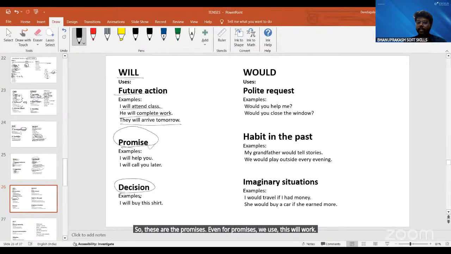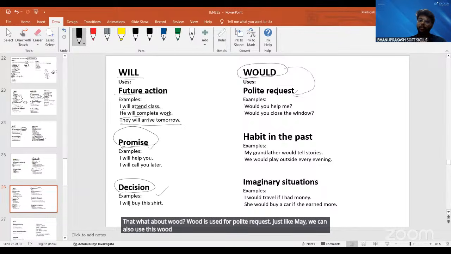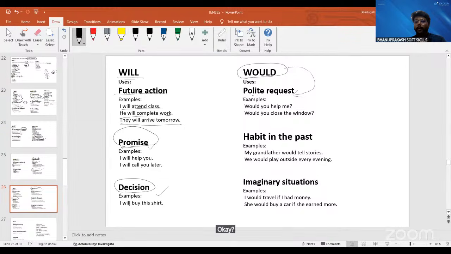And for decisions like I will buy this shirt. So this is a kind of decision. So for such things, we use the word will. Then what about would? Would is used for polite requests. Just like may, we can also use would. And we also use could. Okay. Like, would you help me? Would you close the window?